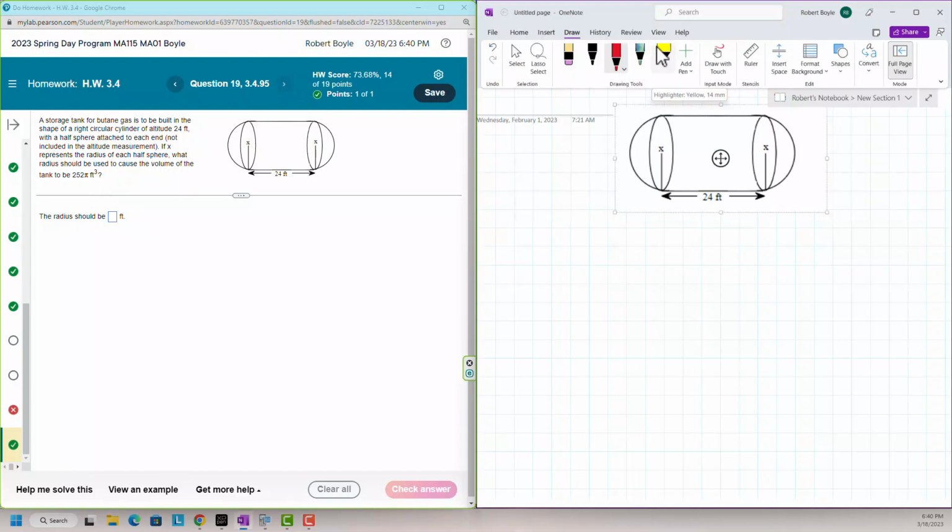So here's the tank over here, and notice that we have a right circular cylinder right there, and of course we have two half spheres right there. As a consequence, the volume of this thing is going to be the volume of both of those half spheres, which is basically just the volume of a sphere, and the volume of a cylinder. Okay, well, the volume of the sphere happens to be 4/3 pi r cubed.